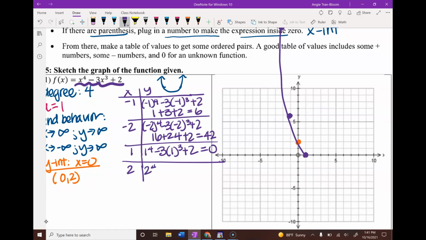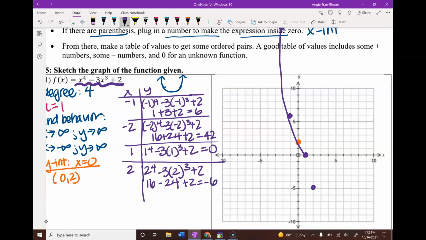So 2 to the 4th minus 3 times 2 to the 3rd plus 2. So 2 to the 4th is 16, 2 to the 3rd is 8. 8 minus 3 is going to give us negative 24, plus 2. 16 minus 24, students, that's going to give us a negative 8. And negative 8 plus 2 gives us a negative 6. So at positive 2, we go down to negative 6.